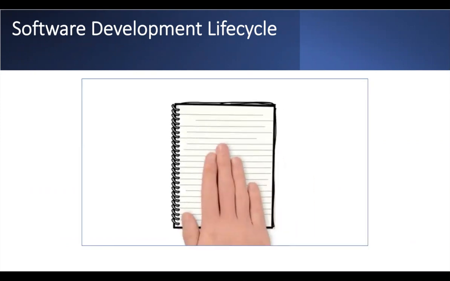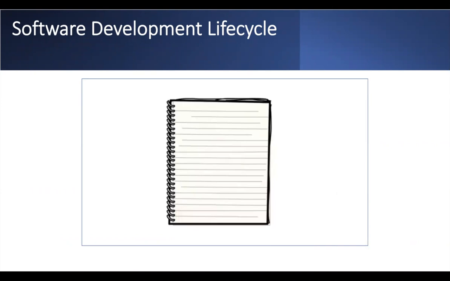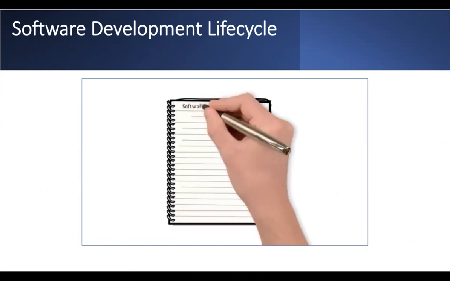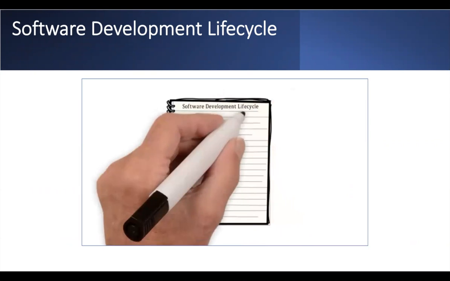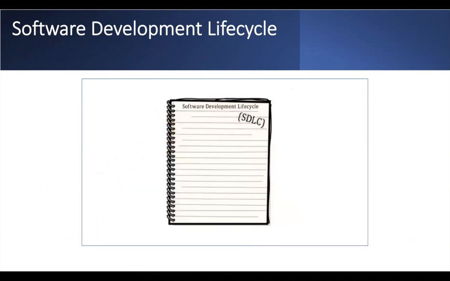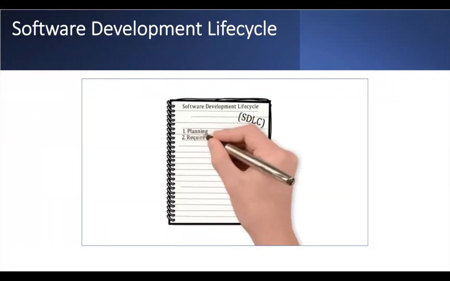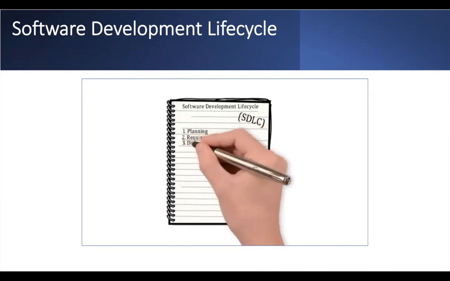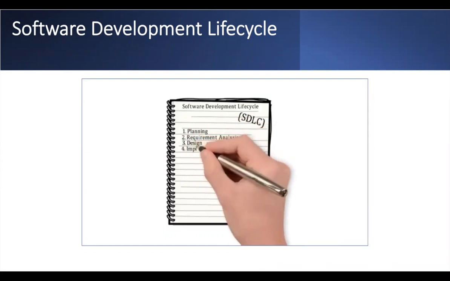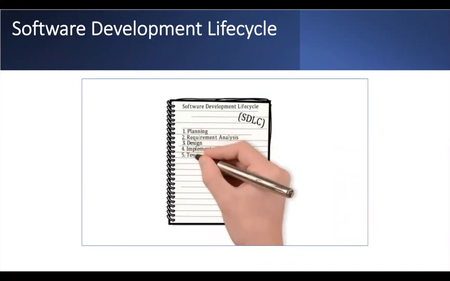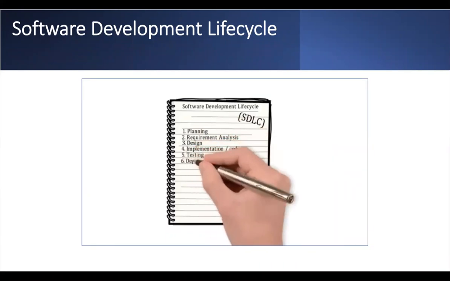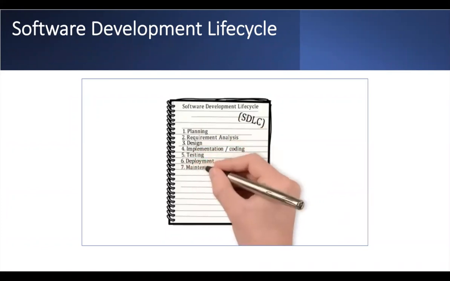In order to understand what a software tester or quality assurance analyst does, you first need to understand the process by which the software is conceptualized, developed, and maintained. This process is known as Software Development Lifecycle, or the SDLC. There are 7 key points to understanding the software development lifecycle. Phase 1, planning. Phase 2, requirement analysis. Phase 3, design. Phase 4, implementation and coding. Phase 5, testing. Phase 6, deployment. And Phase 7, maintenance.